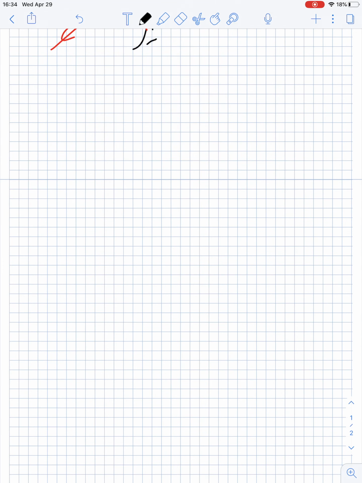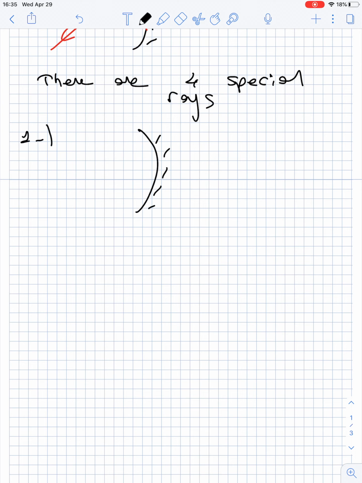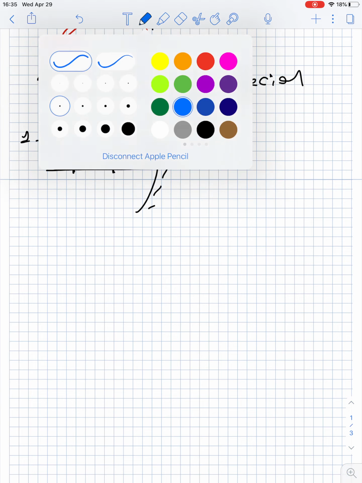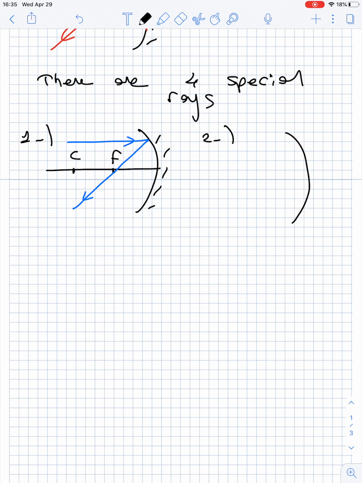When you look at a concave mirror, sometimes you can see yourself inverted and smaller, sometimes bigger and upright. And there are four special rays. First, this is our concave mirror's principal axis. On the principal axis, focal point and center. If light passes parallel, it will reflect through the focal point. Second special ray: concave mirror's principal axis, focal point and center. If light passes through the center, it will reflect back through the center.